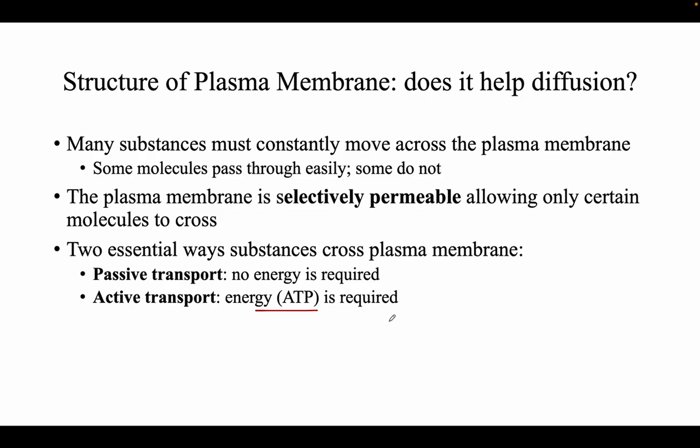But that does not mean that the plasma membrane will allow everything to come inside the cell. It will only allow certain substances to cross and come inside the cell. Doesn't matter what pathway it is following, active or passive, but only certain molecules. And that's why the plasma membrane is called selectively permeable. Okay. So, how does this work?